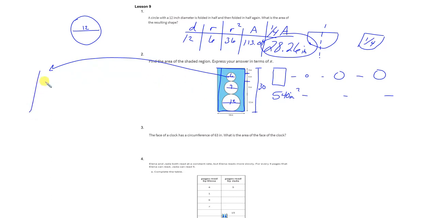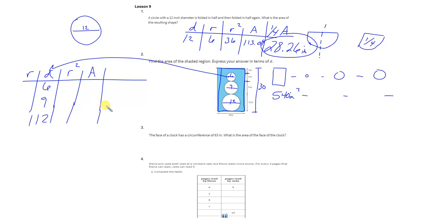So I'm going to make a little area chart over here. Alright, so my area chart is going to have radius, diameter, radius squared, and area. So the radius is not given. They're giving me diameters. I've got a 6, I've got a 9, and I've got a 12 sized circle. Okay, small, big, biggest. And if the radius is half the diameter, these are 3, 4.5, and 6.